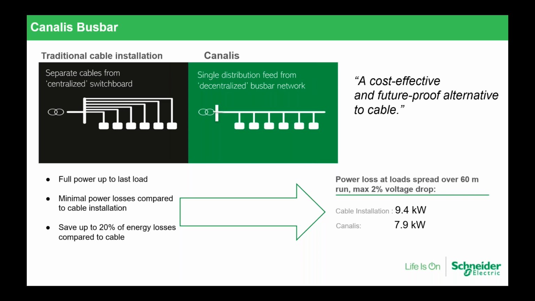What I want to highlight here is another difference between the cables and Busbar and Canalis: you have different power losses on the Busbar compared with the cable, and these are documented in the catalog, documented with the tests that we did. Here is an example of power loss at loads spread over a 60 meter run, with a maximum 2% voltage drop. With the cable installation, this is the power loss you have. With the Canalis Busbar trunking from Schneider, this is the power loss you have. It is more or less 2 kilowatts, depending on the case.